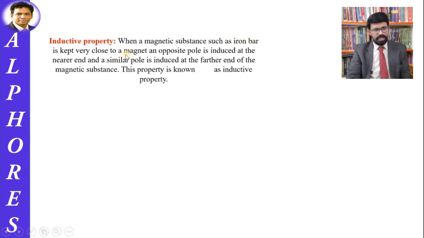So what was it? If it is kept close to a magnet, an opposite pole is induced at the near end and a similar pole is induced at the farther end of the magnetic substance. This property is known as inductive property. So that's how you can magnetize.